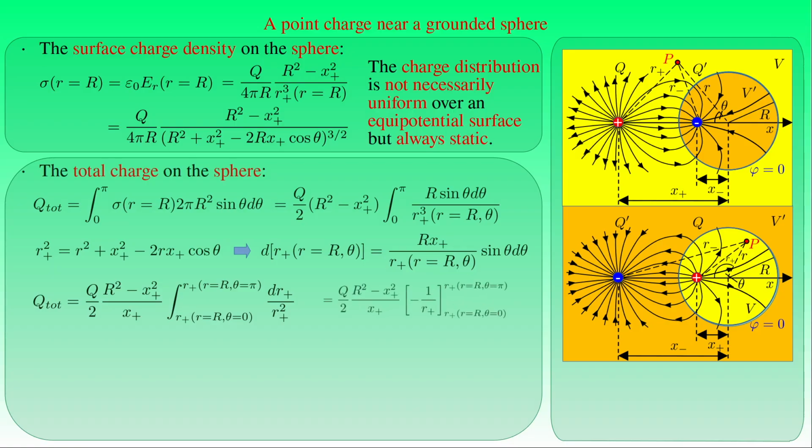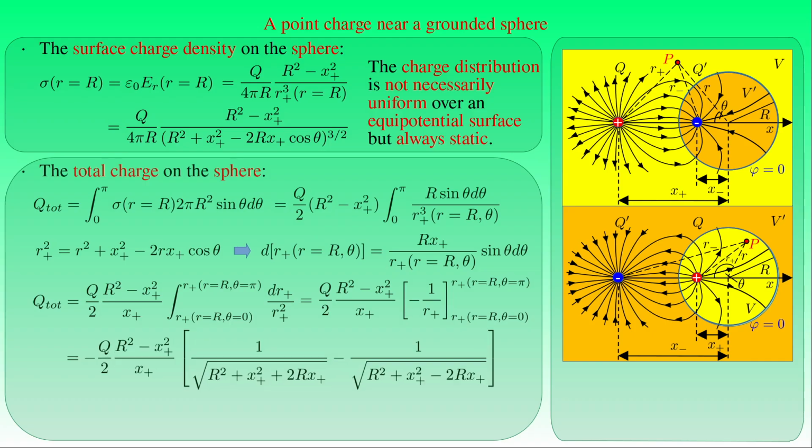The primitive function of the integral is given by minus 1 over r sub plus evaluated at the lower and upper limits of the integral. The evaluation of the primitive function gives minus the difference between 1 over the square root of the quantity of capital R squared plus x sub plus squared plus 2 times capital R times x sub plus, and 1 over the square root of the quantity of capital R squared plus x sub plus squared minus 2 times capital R times x sub plus. Then the terms in the brackets can be written as the difference between 1 over capital R plus x sub plus, and 1 over x sub plus minus capital R.